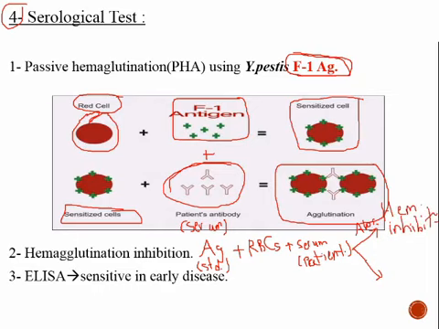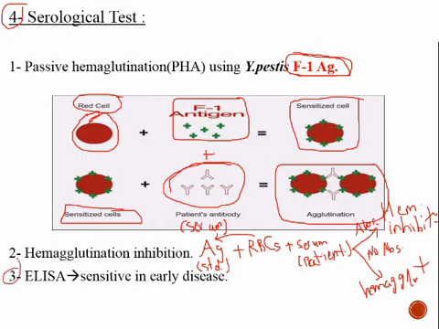But in the other case, in case the serum does not contain antibody for Yersinia pestis, meaning no infection, the red blood cells will bind to the antigens, causing hemagglutination. So this is how the test works.